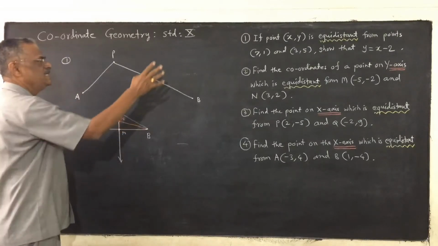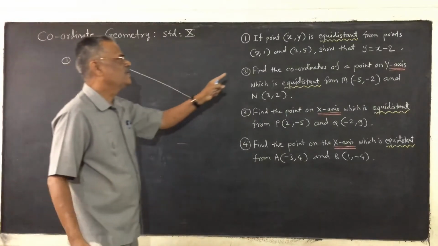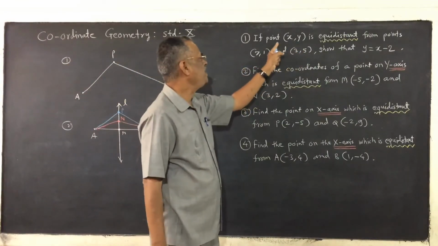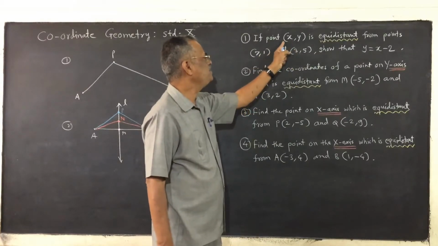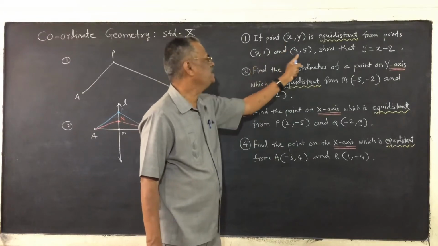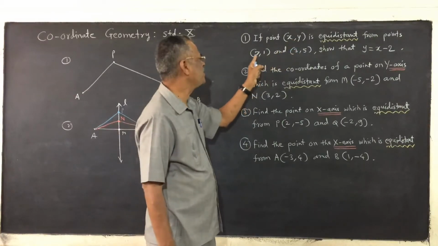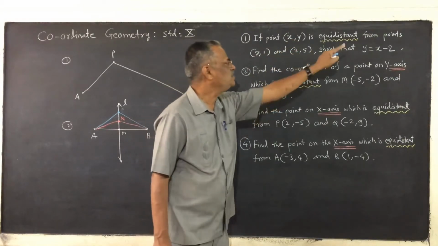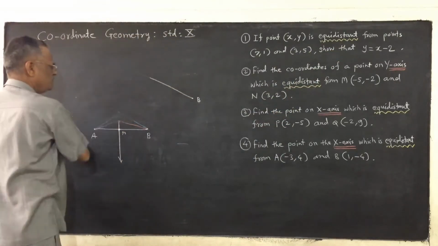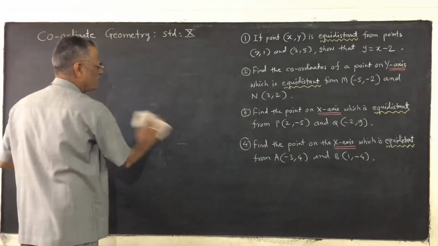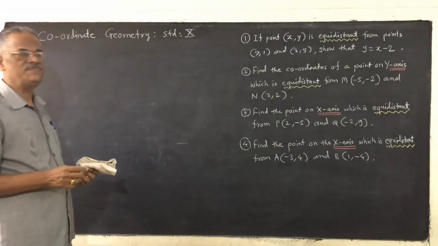Now see the example where coordinates are given. P point coordinates are x and y, and this is point A and this is point B. What is given in the example? P is equidistant from A and B, and we have to show the relation between x and y. You can draw a rough diagram for your understanding. First example, equidistant point.